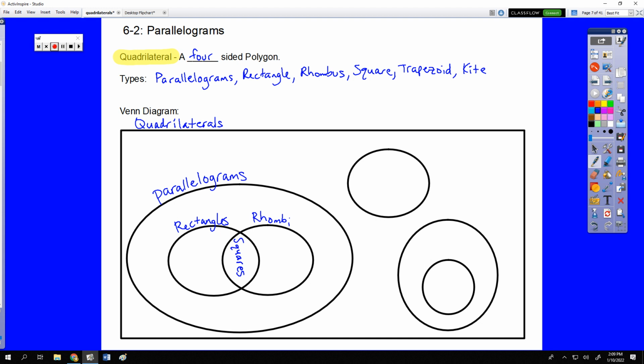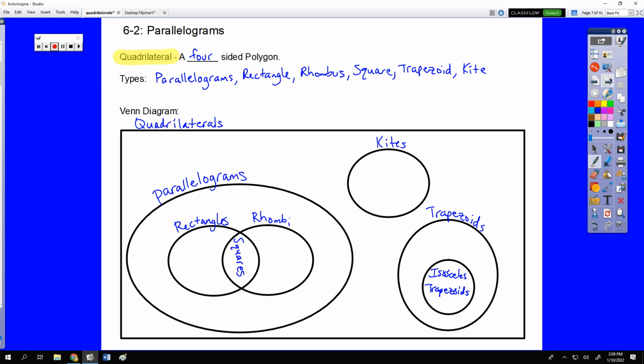Now, in addition to talking about parallelograms and their specific types, rectangles, rhombi, and squares, we will also discuss two additional types of quadrilaterals: the kites and the trapezoids. And within the trapezoids, we will discuss the idea of an isosceles trapezoid. Okay, so there's a Venn diagram representing all quadrilaterals.